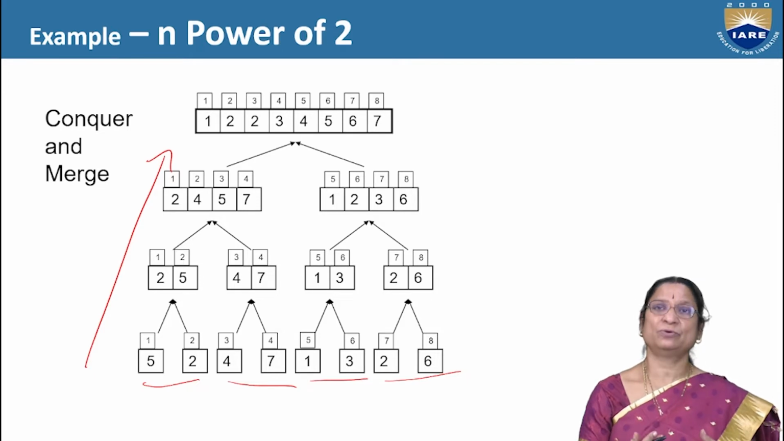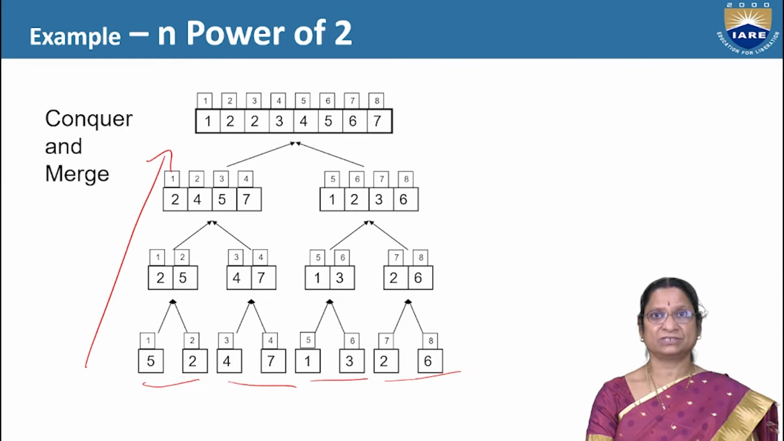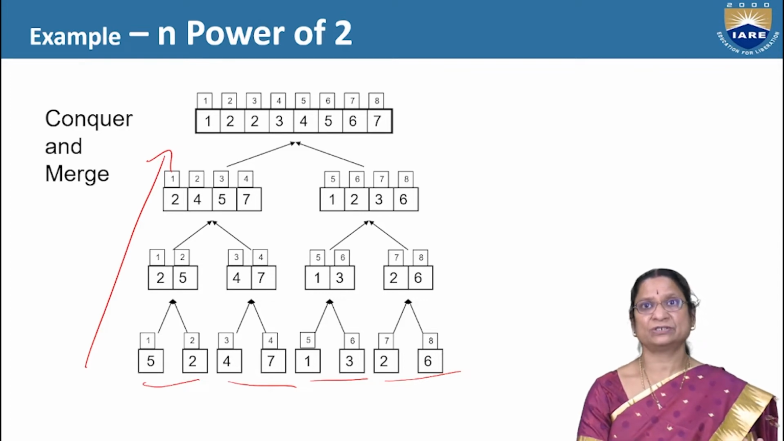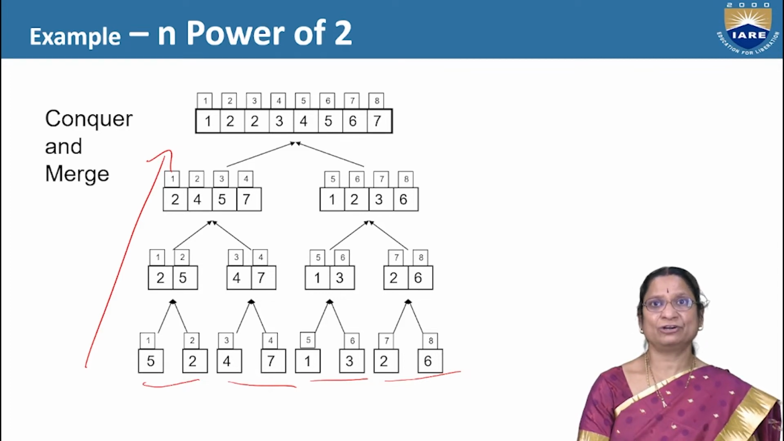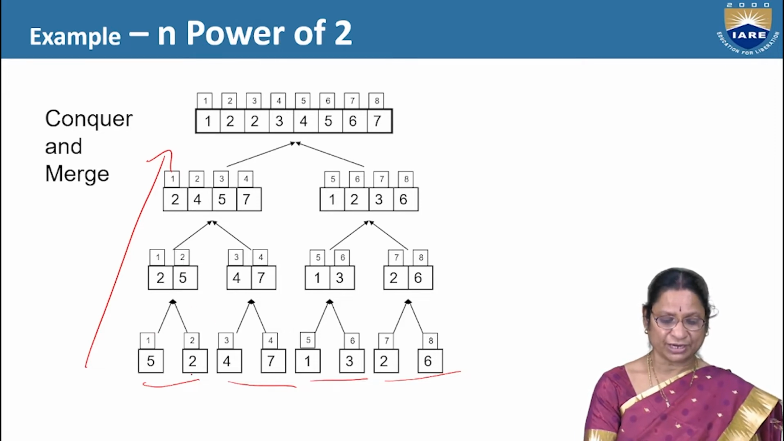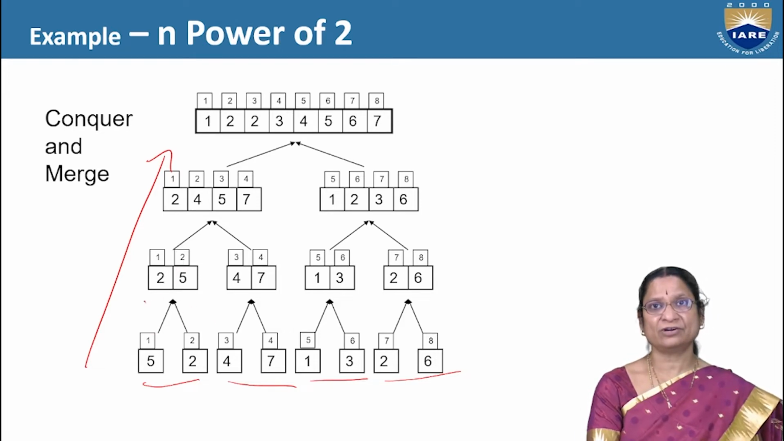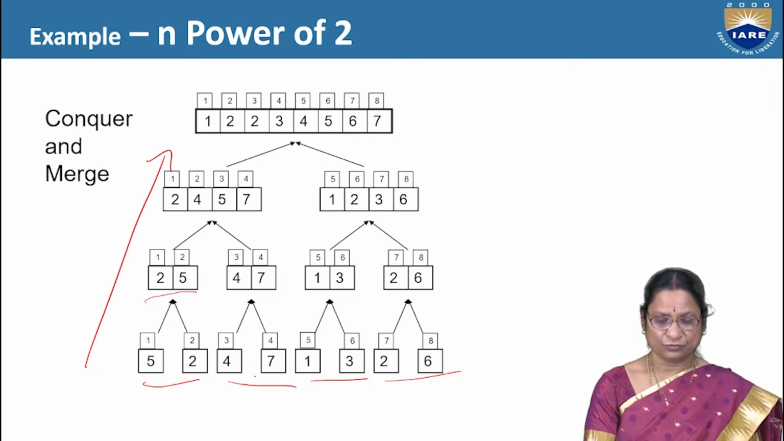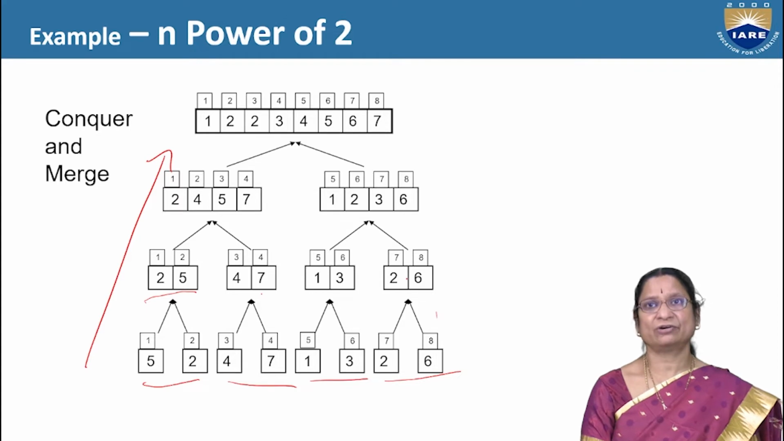We'll discuss one more example with the detailed process of merging. Currently we are just showing you how this is going to be processed internally. So here 5, 2 is there, no? After merging in sorted order, we will get 2, 5; 4, 7 in sorted order; 1, 3 in sorted order; 2, 6 in sorted order. This is the first level.